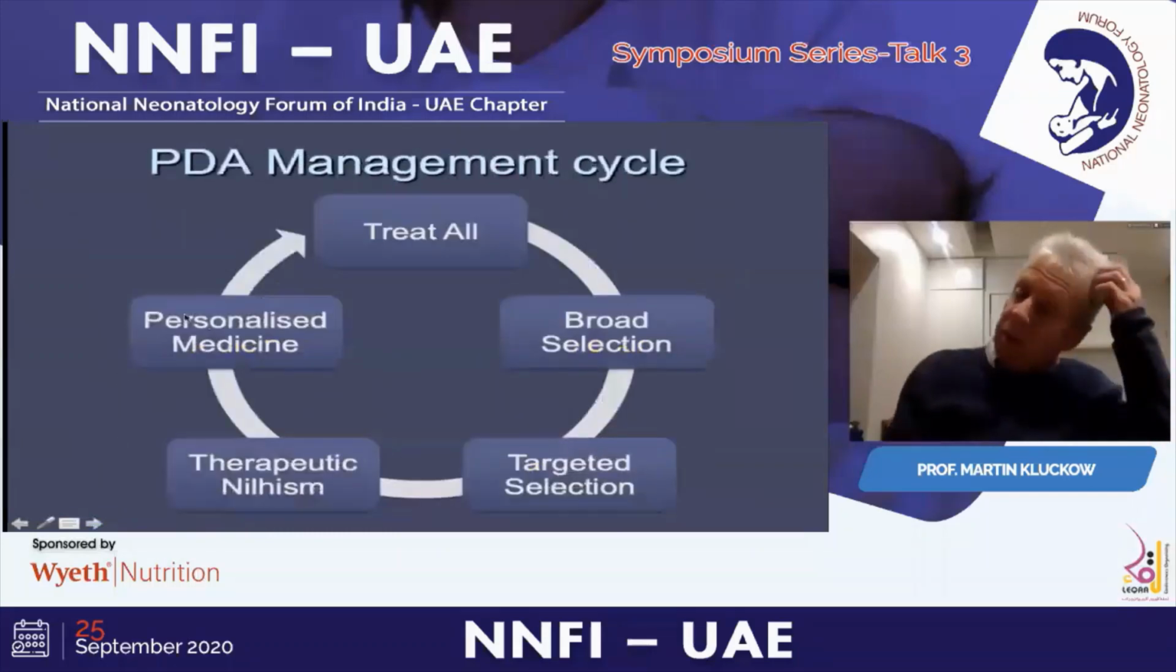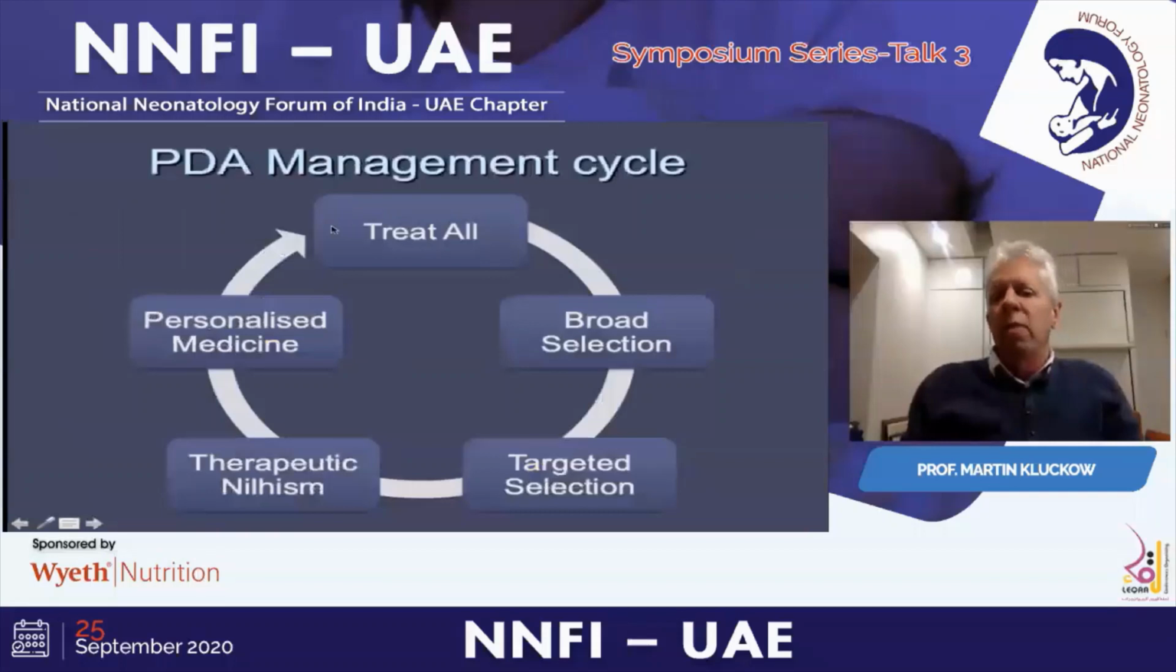So if we look, there's a cycle really here, and you can see where you yourselves fit on this PDA management cycle, starting off with treating all, which was commonplace in some units some time ago. Broad selection criteria based on gestational age or postnatal age or being on a ventilator. Then more targeted selection, which is where we use more specific things, be it biomarkers or more advanced cardiac ultrasound measures to be more selective in our patient treatment.